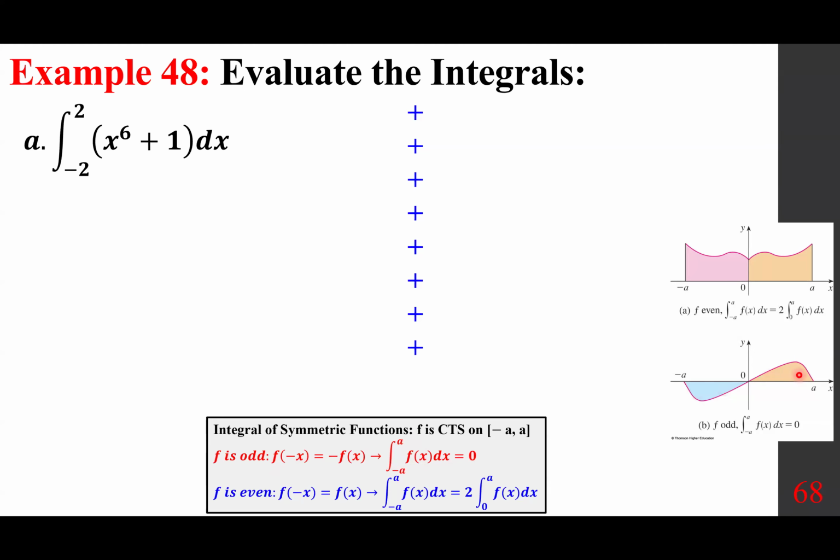So take a look at this one. As you can clearly see from here, this area and this area are identical, but this one at the top is considered positive, this one at the bottom negative. They cancel each other. That's why we get 0.